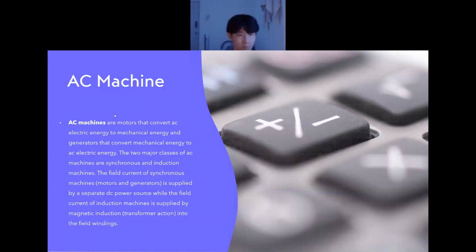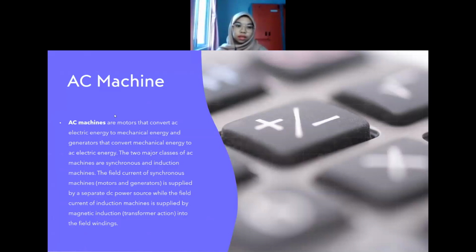AC machines are motors that convert AC electric energy to mechanical energy, and generators that convert mechanical energy to AC electric energy. The two major classes of AC machine are synchronous and induction machines. The field current of a synchronous machine is supplied by a separate DC power source, while the field current of an induction machine is supplied by magnetic induction into the field windings.